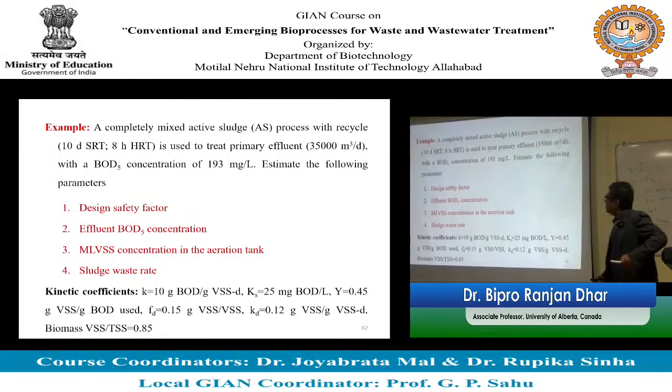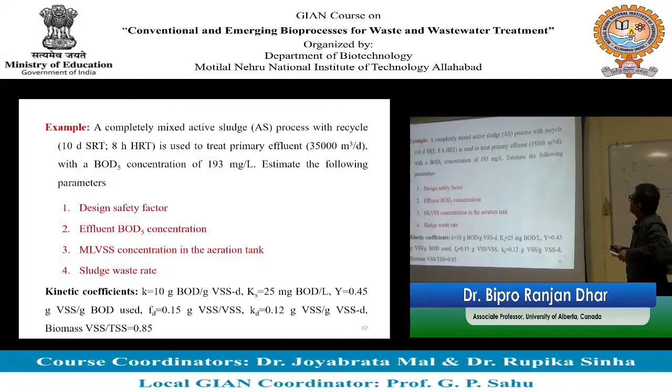All right, let's move on. A completely mixed activated sludge process with recycle, SRT is 10 days, HRT is 8 hours, is used to treat primary effluent. Flow rate is 35,000 meter cube per day, and BOD5 concentration is 193 milligram per liter. Estimate design safety factor, effluent BOD5 concentration, MLVSS concentration, and sludge wastage rate.